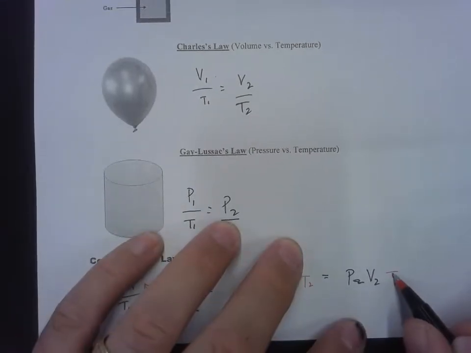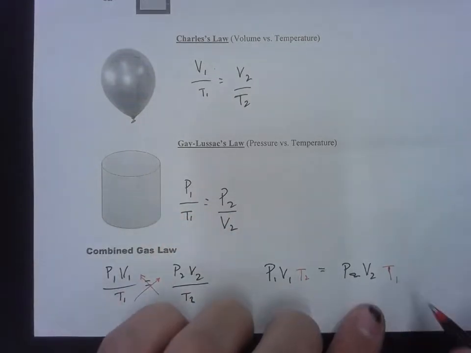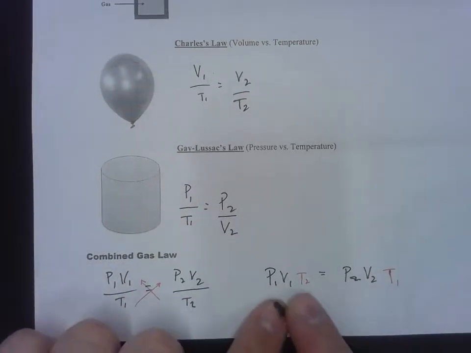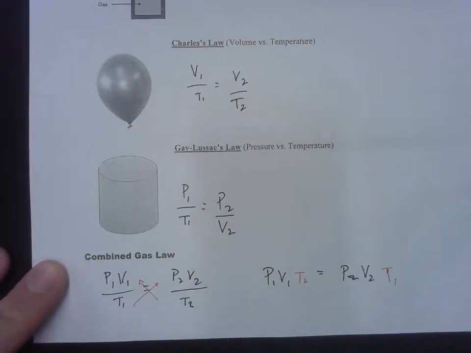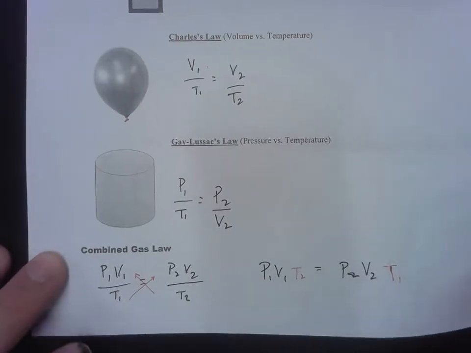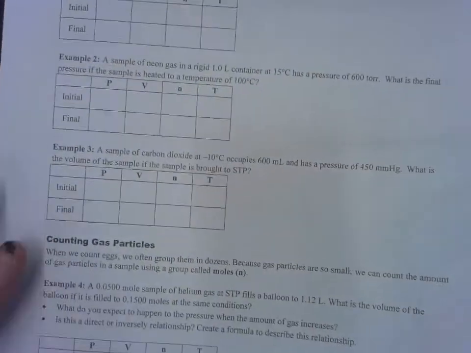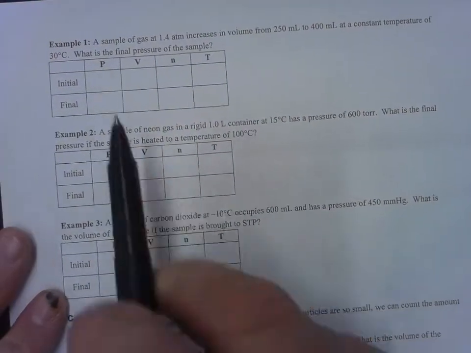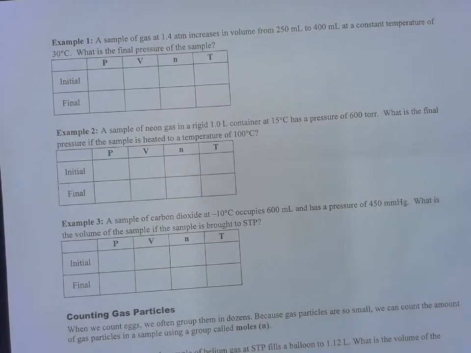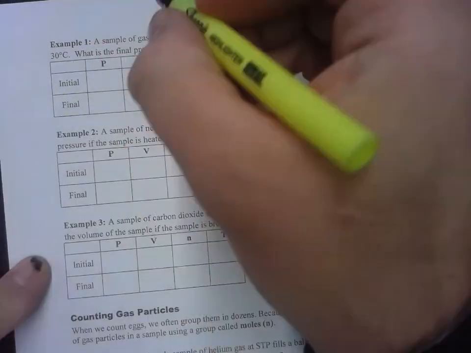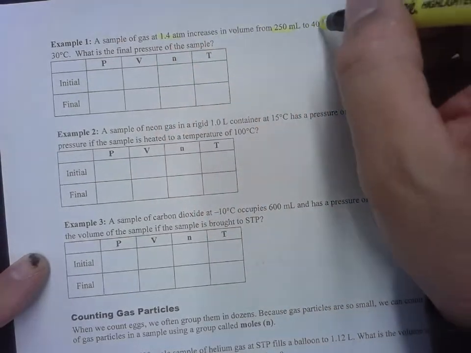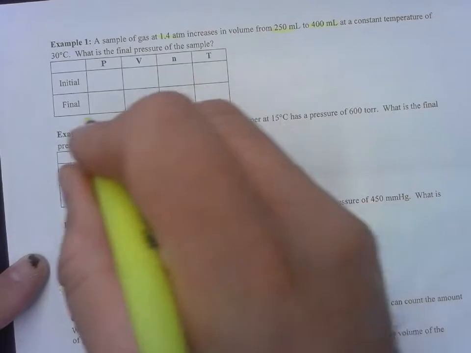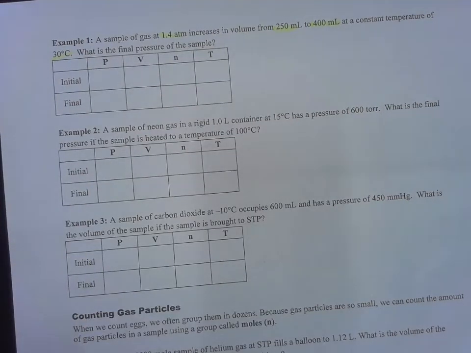Okay, this makes doing the problems that I'm about to show you a little bit easier if you rewrite it in this form right here, because it takes everything out of the denominator. Let's go ahead and solve. A sample of gas at 1.4 atm increases in volume from 250 mils to 400 mils at a constant temperature of 30 degrees Celsius.